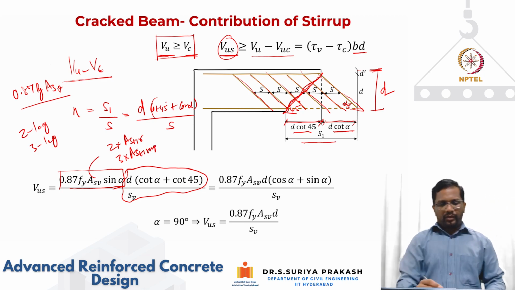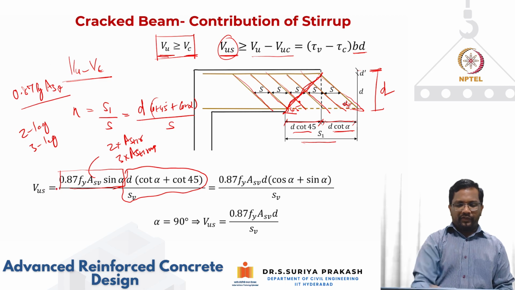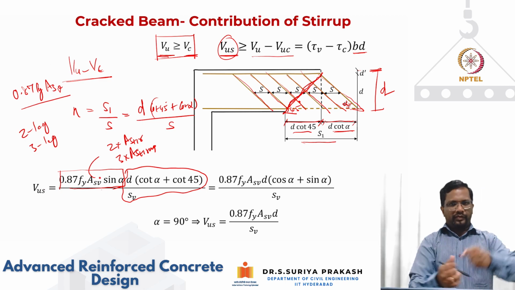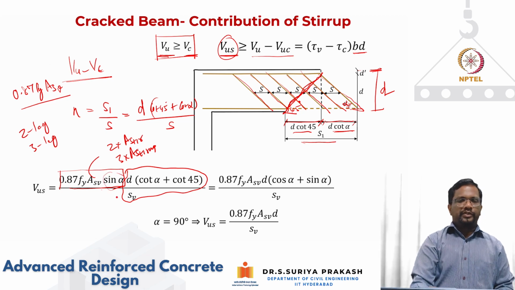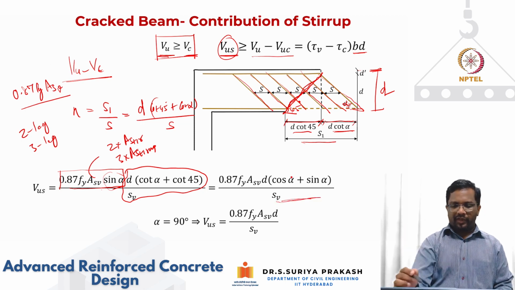Right? So this is the vertical component. So this is the way we define. This is the maximum tension force it can take when it is yielding. If I take the vertical component, sine alpha, and this will be the number of stirrups that are cutting that crack. So in this way we can find a generic expression for an inclined stirrup.